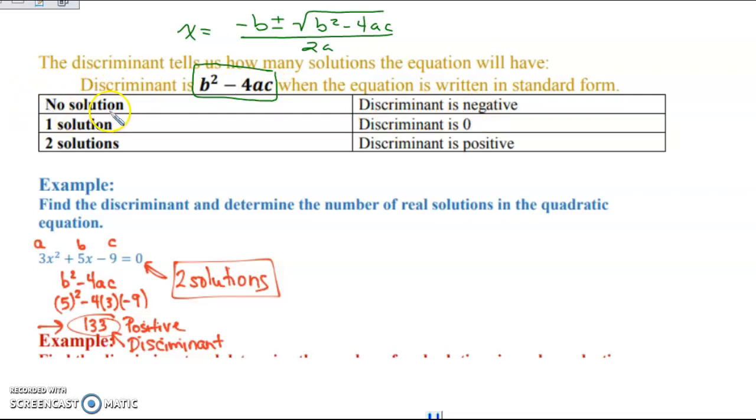there are no solutions to it. If the discriminant is 0, remember the one we did earlier where we subtracted 784 from 784? We got 0. It was one solution, wasn't it? Our solution was x equals 7. And then if the discriminant is positive, then you're going to have two solutions. And they may not be pretty solutions, but they will have two solutions.